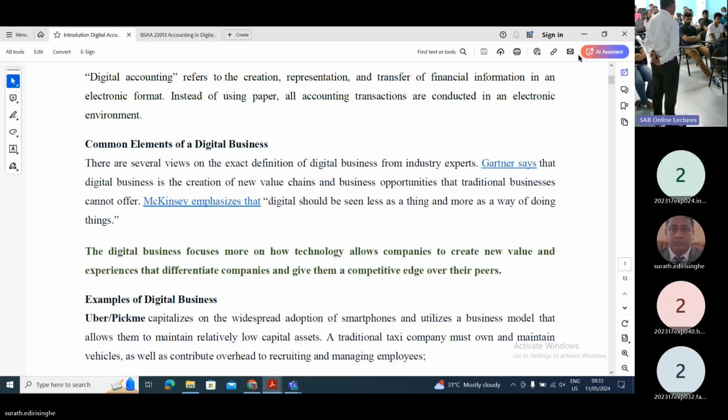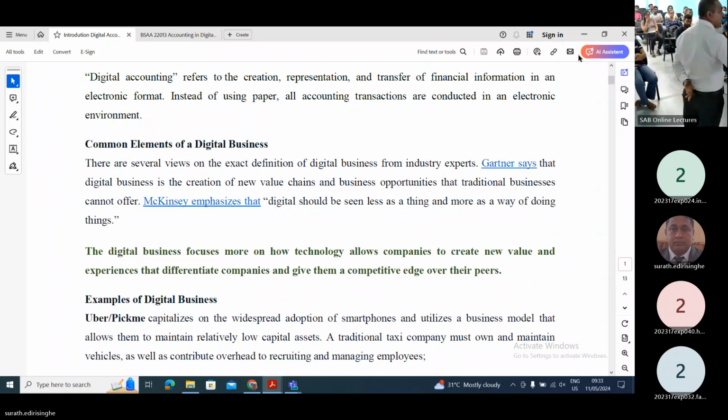Number two, McKinsey. McKinsey is also a famous expert and author in the digital field. McKinsey emphasized that digital business should be seamless, as things. Digital should be seamless as things. More ways of doing things.